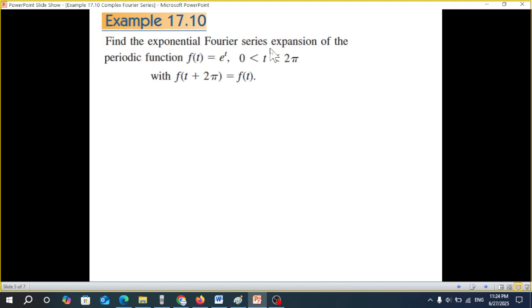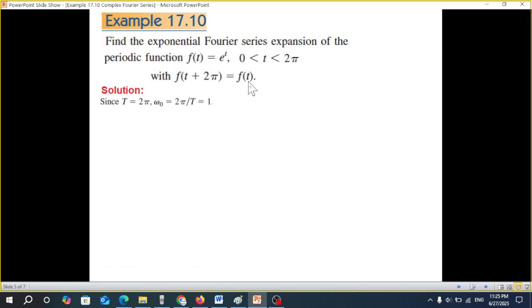Find the exponential Fourier series expansion of the periodic function f(t) equals e raised to the power t, where we are talking about the time period from 0 to 2π. But this equation is actually to show that this function is a periodic function, because f(t + 2π) is f(t), so it is repeating. I hope you know how to write periodic functions in this form.